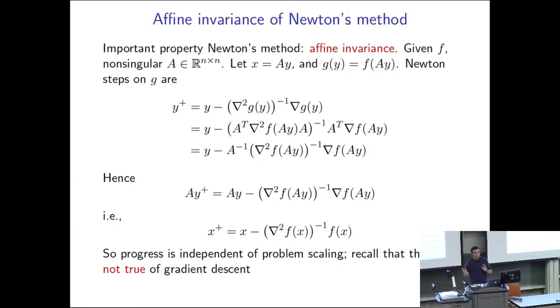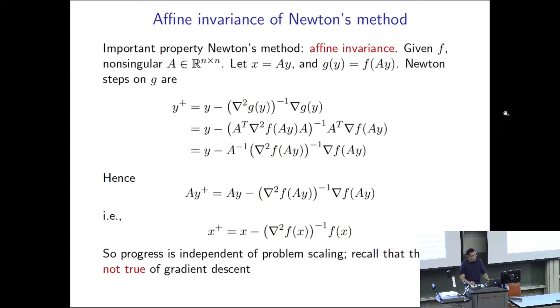If we took our problem and multiplied it by some matrix and shifted our optimization variable, so did some arbitrary affine transformation, the progress at every iteration of Newton's method is exactly the same. That is definitely not true of gradient descent. One thing we saw about gradient descent is that it's very strongly affected by poor conditioning. So it really matters what the curvature of your problem is for gradient descent. It's not invariant in some sense to this at all.